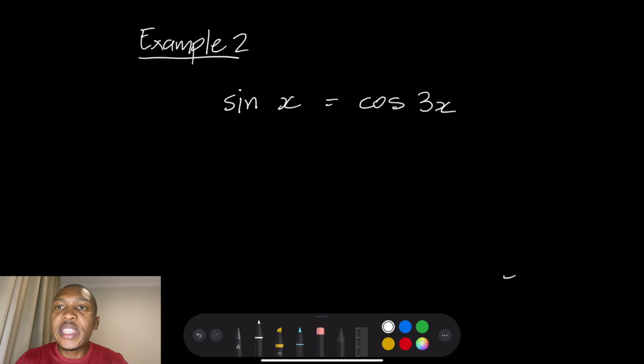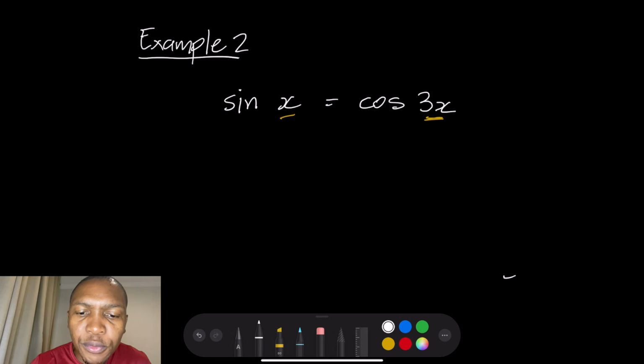You've got the sine of x is equal to the cos of 3x. Now you can note that the angles in this case are not the same. So how do we deal with that? This is where we're going to exploit the relationship of co-ratios. You can either convert one of them to become cos or sine. In this case, it's just going to be easier for me.